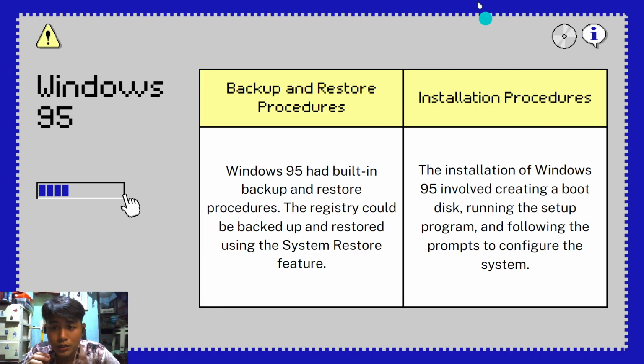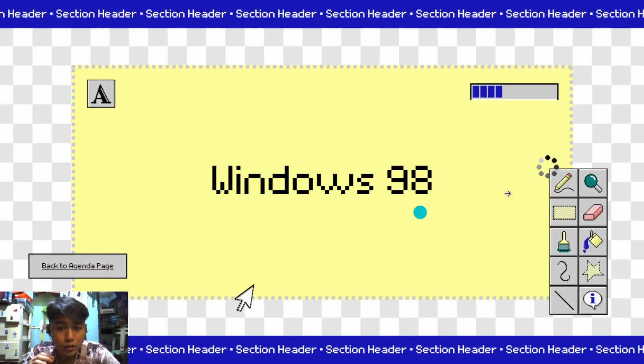For the last one, the installation procedures of Windows 95 involved creating a boot disk, running the setup program, and following the prompts to configure the system. So now let's move on to Windows 98.